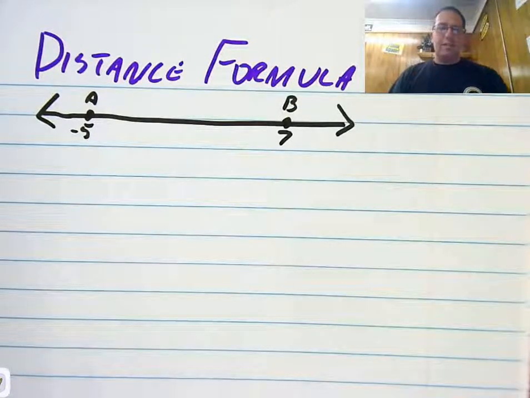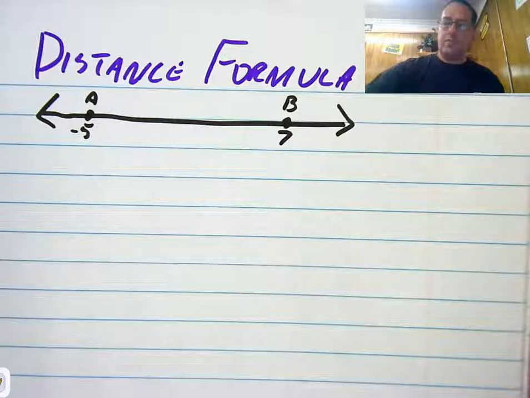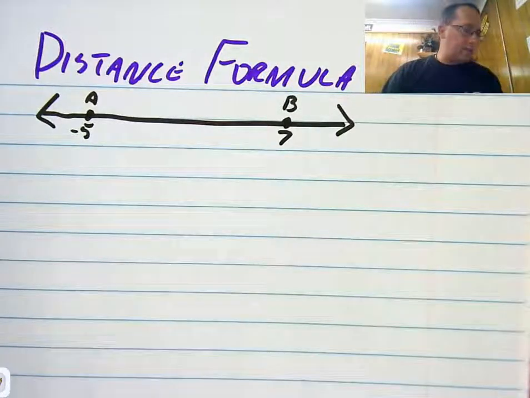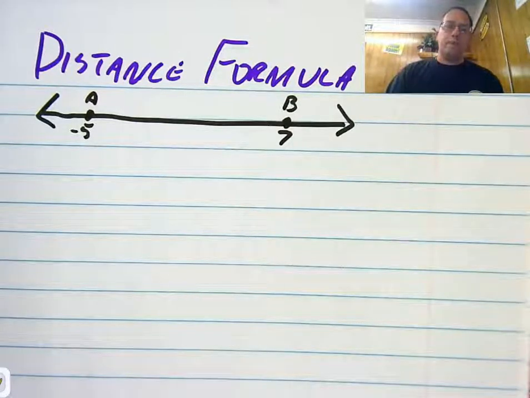Hello class, today we are going to talk about the distance formula. But before we actually get into the distance formula, we've got some other, more basic things to talk about first. You see here that I have a number line drawn on my paper. I have point A at -5 and point B at 7.